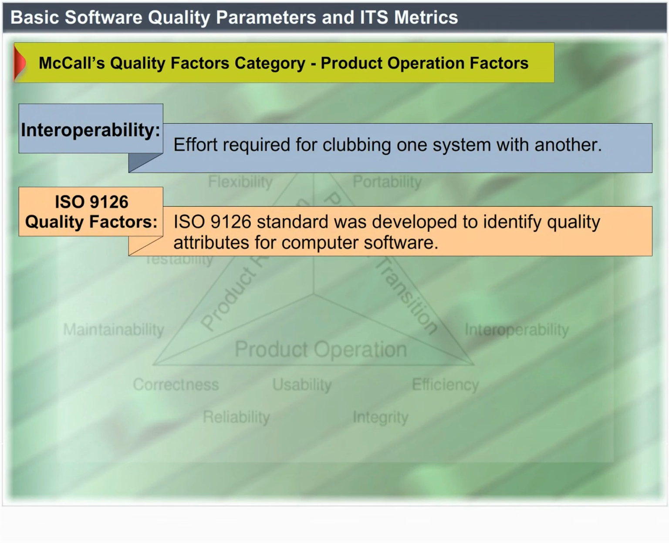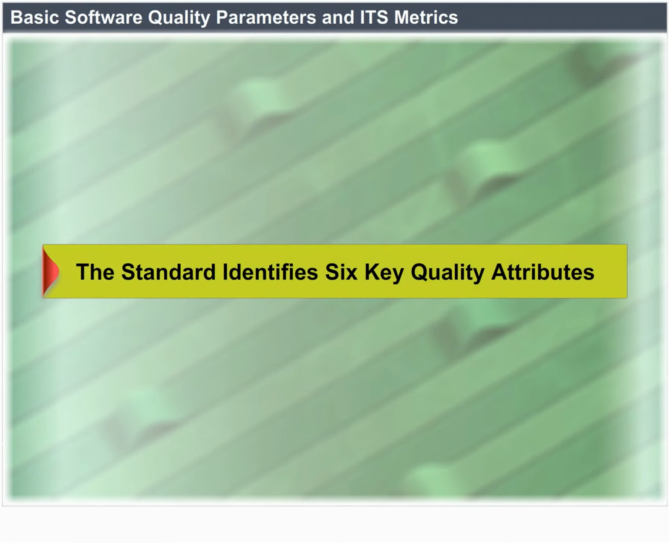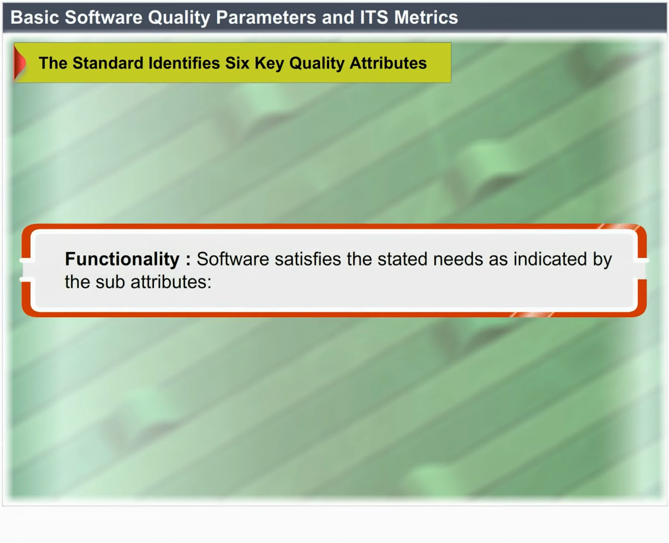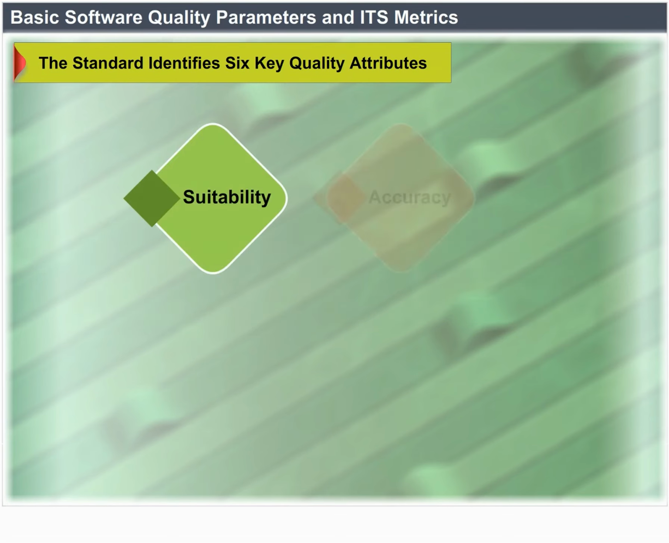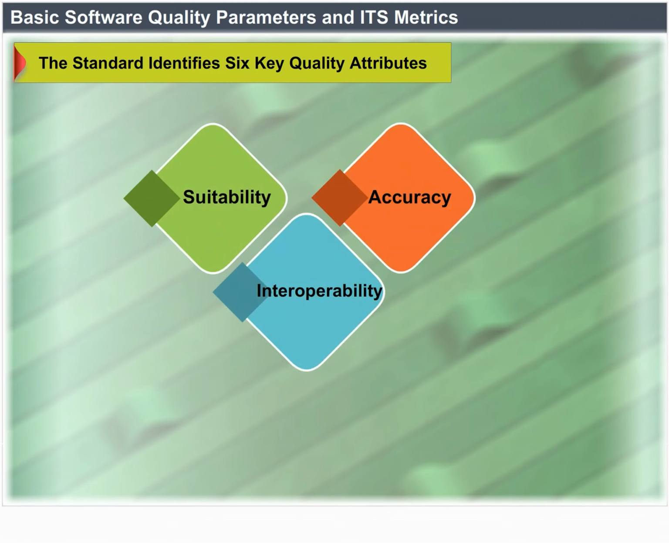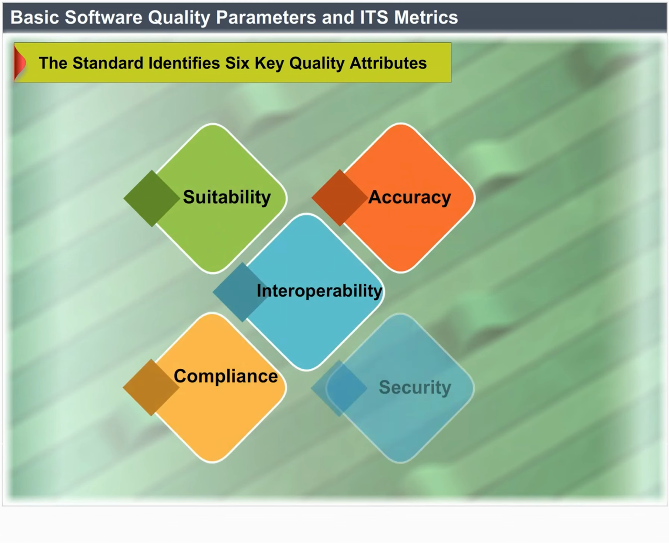ISO 9126 quality factors. ISO 9126 standard was developed to identify quality attributes for computer software. The standard identifies 6 key quality attributes. Functionality. Software satisfies the stated needs as indicated by the sub-attributes: suitability, accuracy, interoperability, compliance, and security.